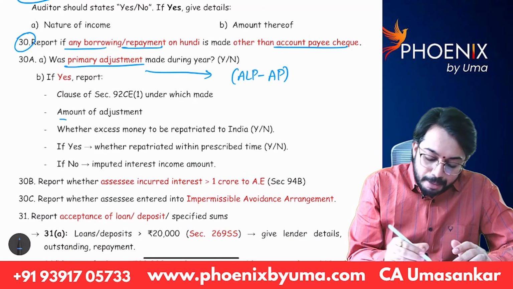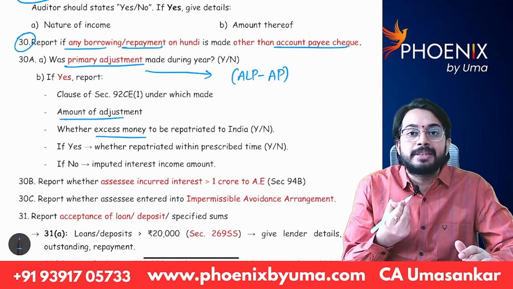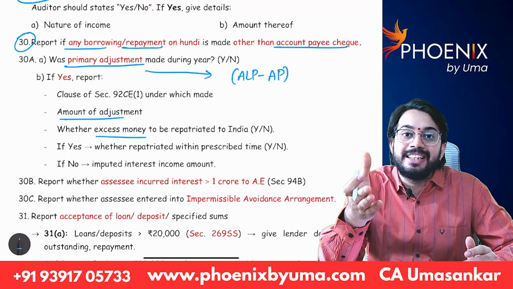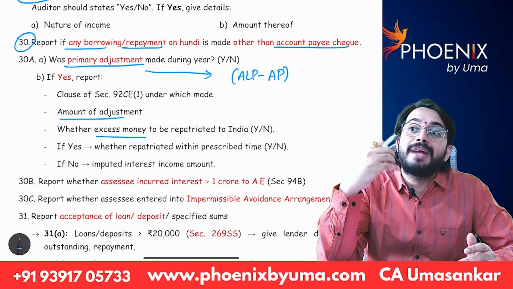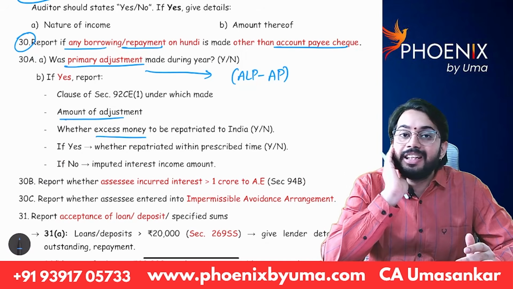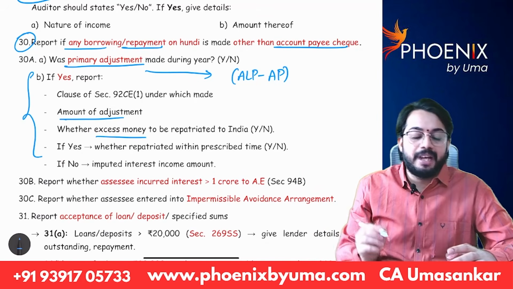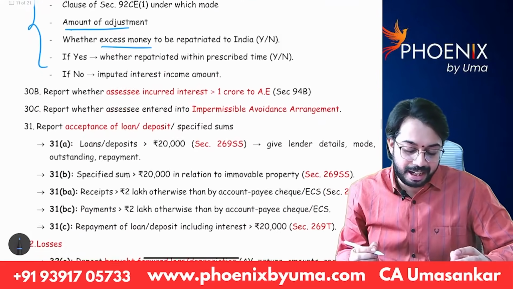And what is the amount of adjustment? What is the excess money? Excess money should be repatriated to India. Otherwise, secondary adjustment. Excess money is deemed as loan given and on that interest income will be calculated. Correct? So all this information is required to be given by tax auditor in clause 30A.